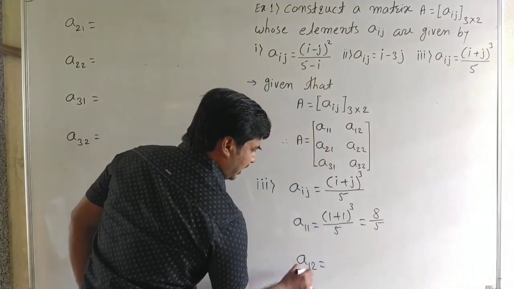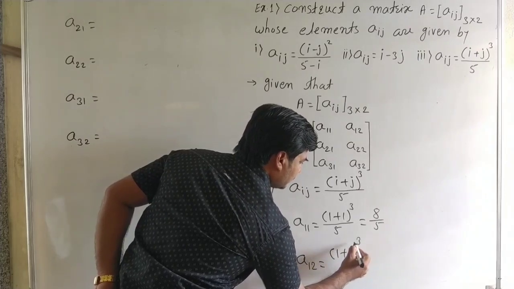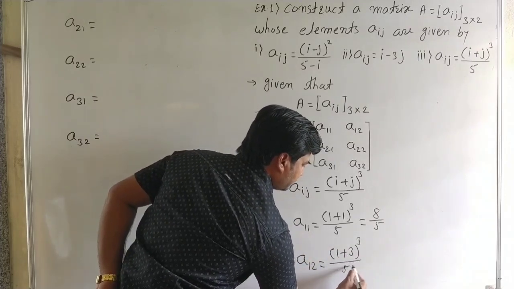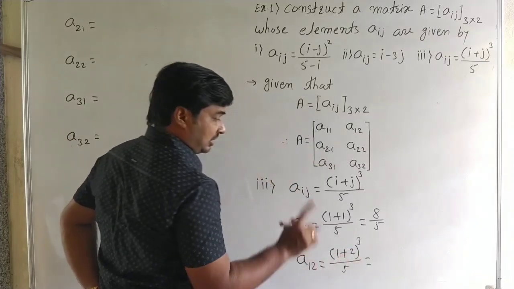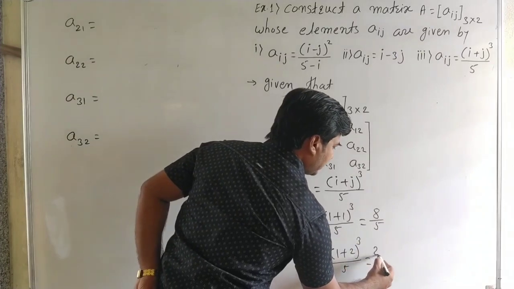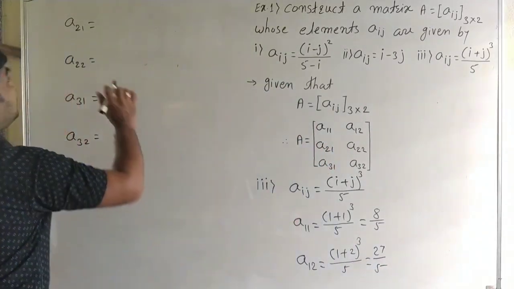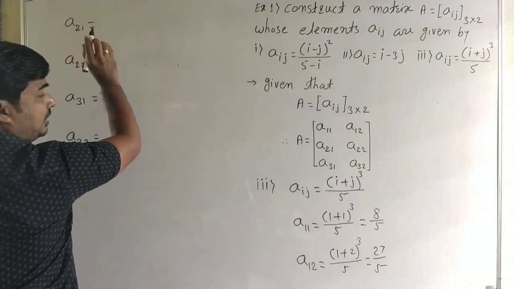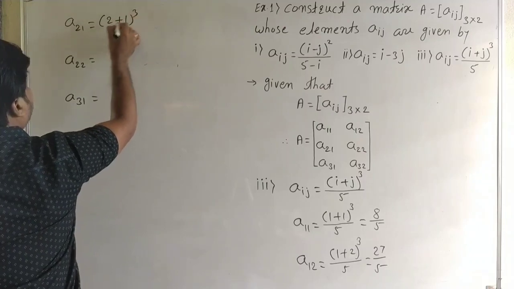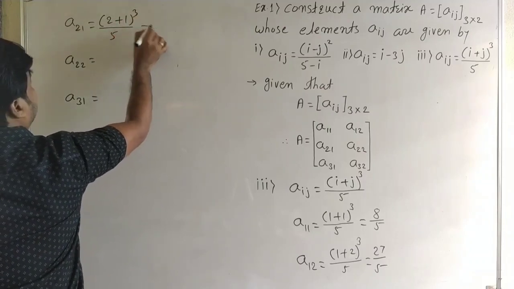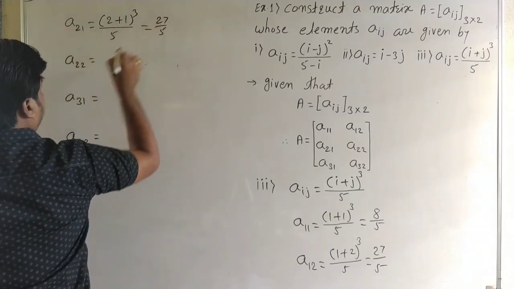So it is 8 by 5. a12 is 1 plus 2 whole cube upon 5. 1 plus 2 is 3, and 3 cube is 27 upon 5. Okay, these are the two elements. Now the third element, i plus j cube, that is 2 plus 1 whole cube upon 5. Then 2 plus 1 is 3, that is 27 upon 5.